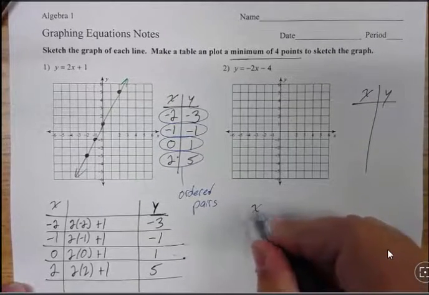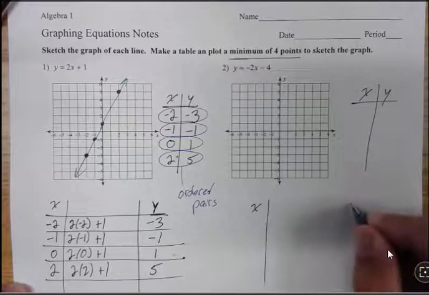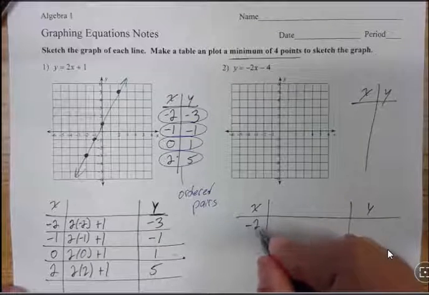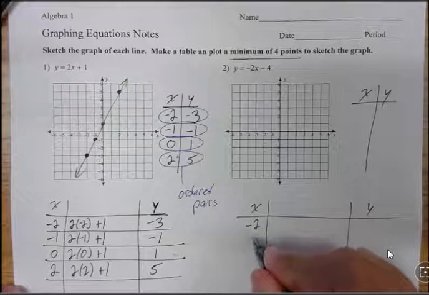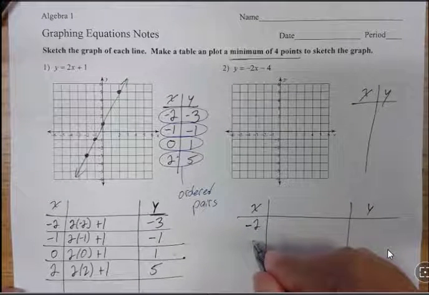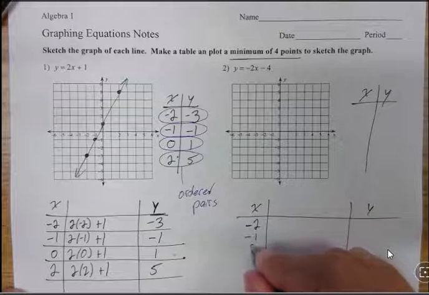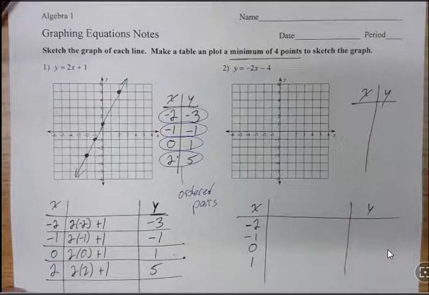So down here I'm going to do my work. I'm going to choose the same ones again just because I want to. Well, no, let's change it up. So I'll go -2, -1, 0, and 1. So not much difference, but a little bit.